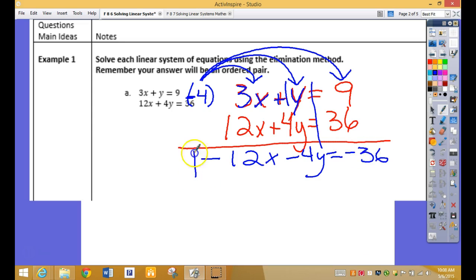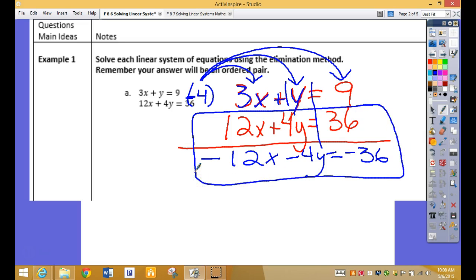So now I'm going to use these two equations. And it's just like we did yesterday now. What can I cross out now? 12x, 4y. Wow, that ended up making my positive 12x, my negative 12x. Those cancel out. My plus 4y, negative 4y, those cancel out. So what does that leave me on this side of the equal sign? 0. All my variables canceled out.